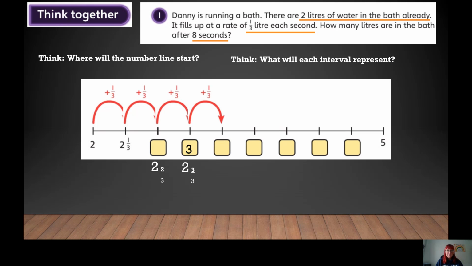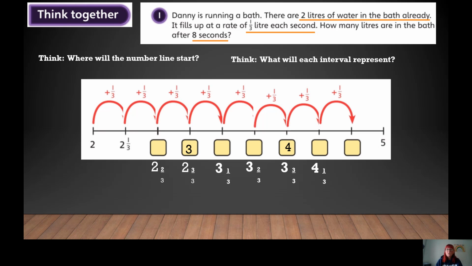After another third, we've got 3 1/3 litres in the bath, another third, 3 2/3 litres in the bath, another third, 3 3/3, or 4, you've guessed it, plus another third gives us 4 1/3 litres in the bath, and a final jump of a third gives us 4 2/3.